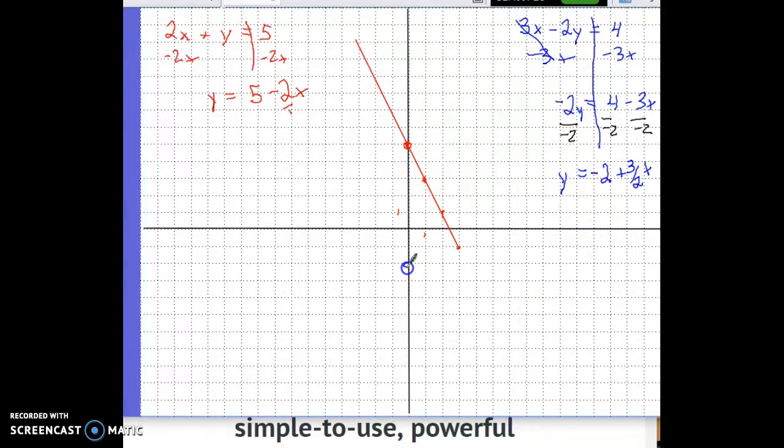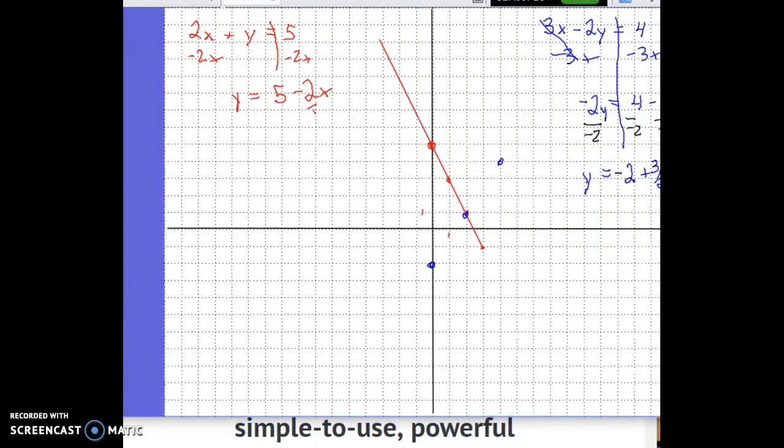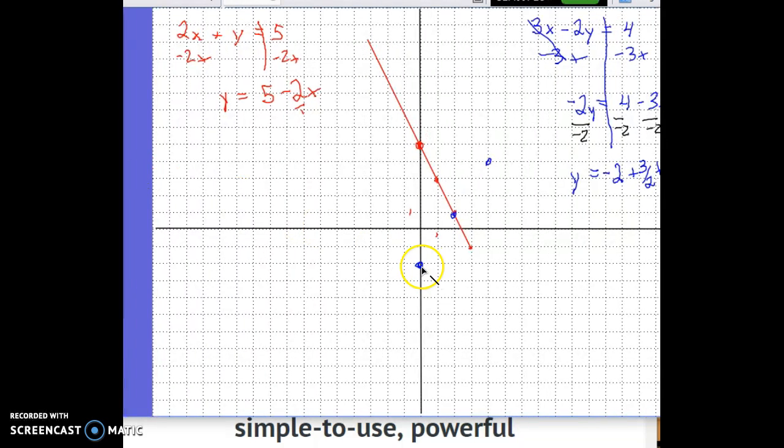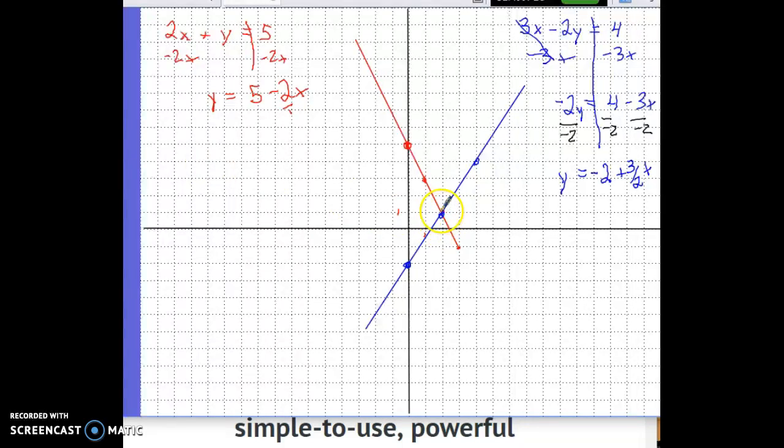Y-intercept, -2. Slope, up 3 over 2. Well, looky there. We did it again. We found that solution as we graphed. Our solution is that point where the two lines intersect, that point right there, which is the point (2, 1).